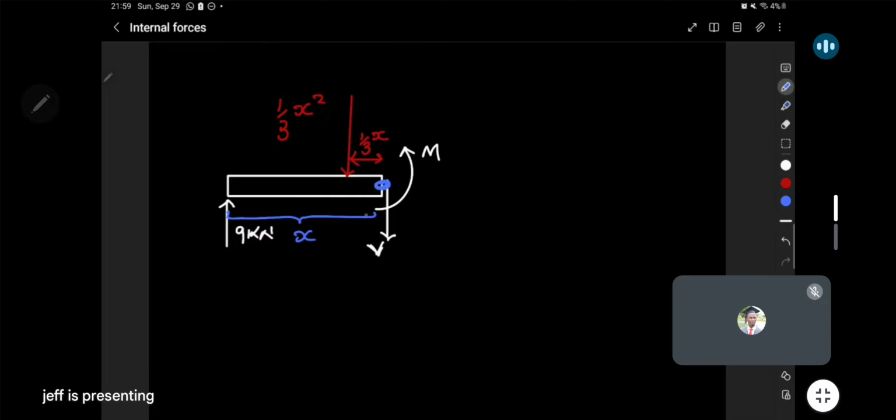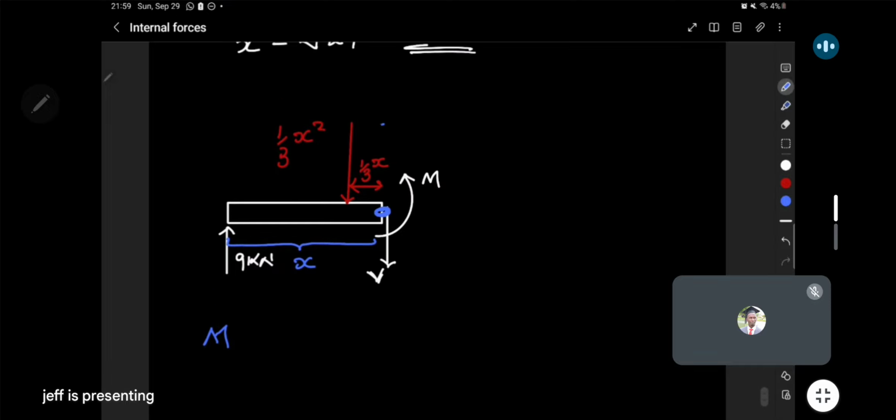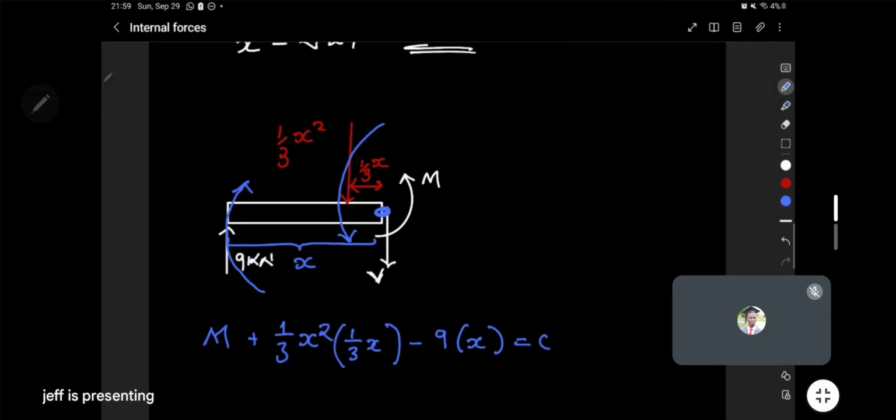There, of course, we have our moment M anti-clockwise. So we studied that one. And then we have the distributed load also causing an anti-clockwise rotation. The load itself is 1 over 3 x squared. But the distance from where it is applied, notice that that distance is 1 over 3x. Then you have the 9 kN causing a clockwise rotation, so minus 9. The distance here is just x, equals 0.